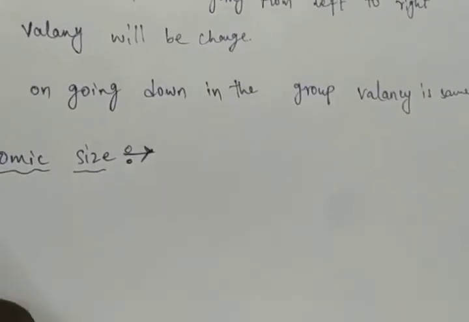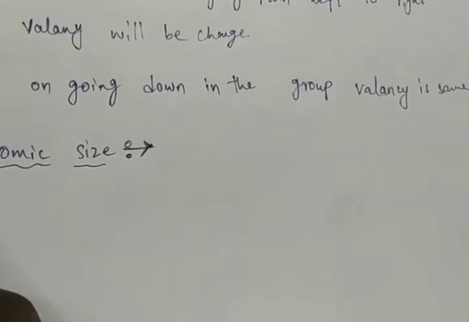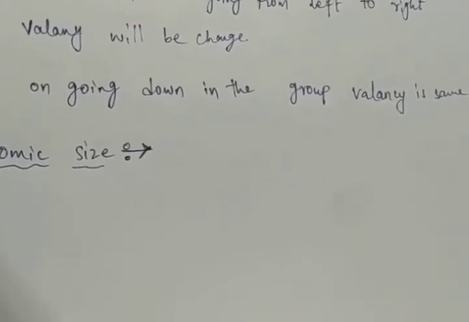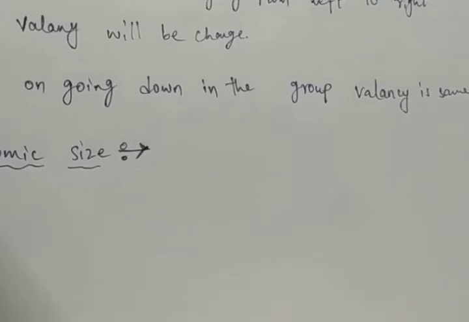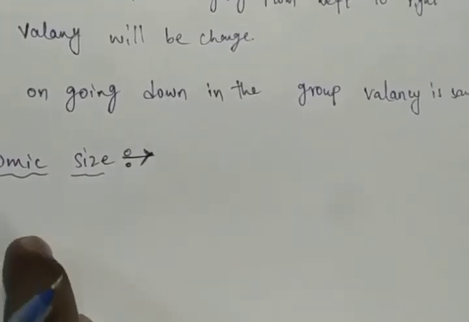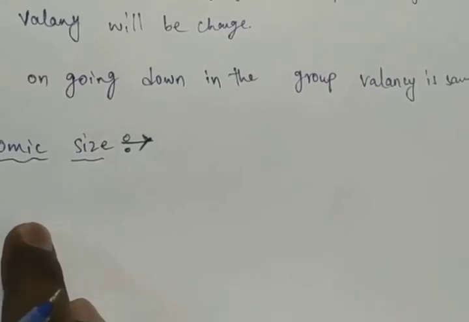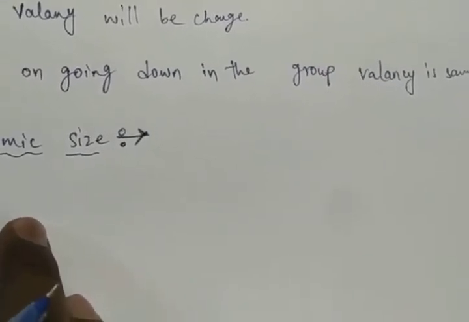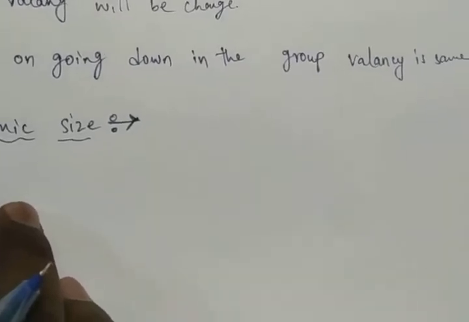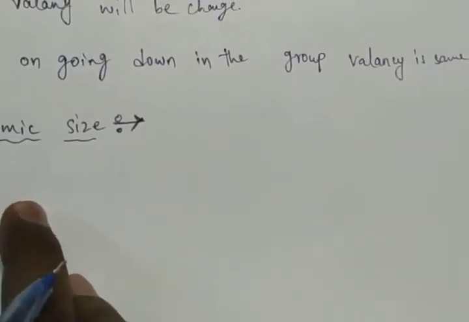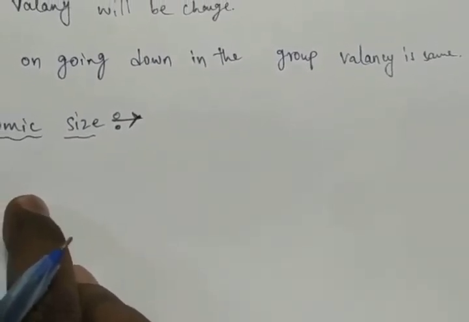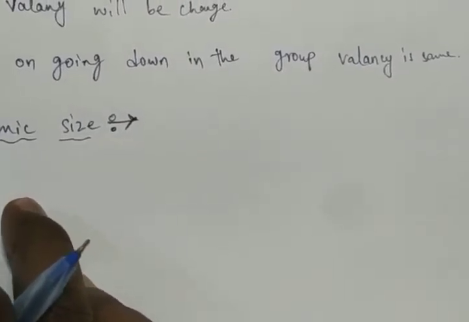The atomic size may be visualized as the distance between the nucleus and the outermost shell of an isolated atom. The atomic radius of a hydrogen atom is 37 picometer, pm. The unit is pm. Pm means picometer, just like cm means centimeter and km means kilometer. Like that, pm is a picometer. It is a unit of distance.